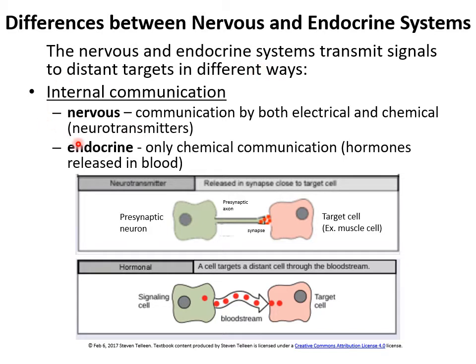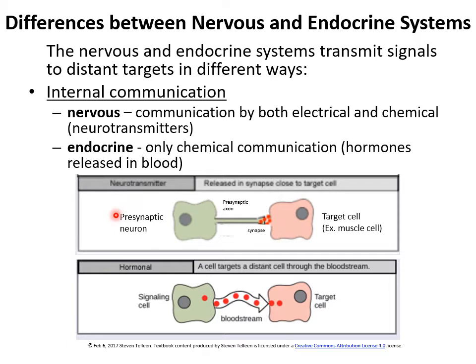For the nervous system, the communication is predominantly an electrical communication through action potentials down axons, but at the synapse, there's also a bit of a chemical signal through the release of a neurotransmitter. Endocrine signaling is only a chemical communication. There is no electrical component. And the chemical signal is released into the blood and moves to its remote destination.